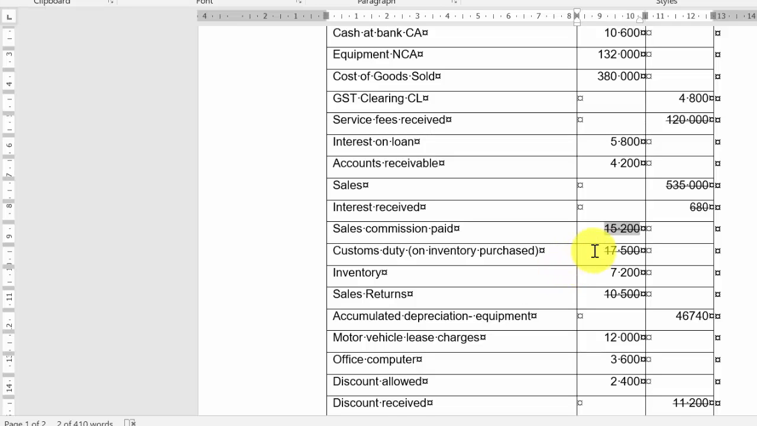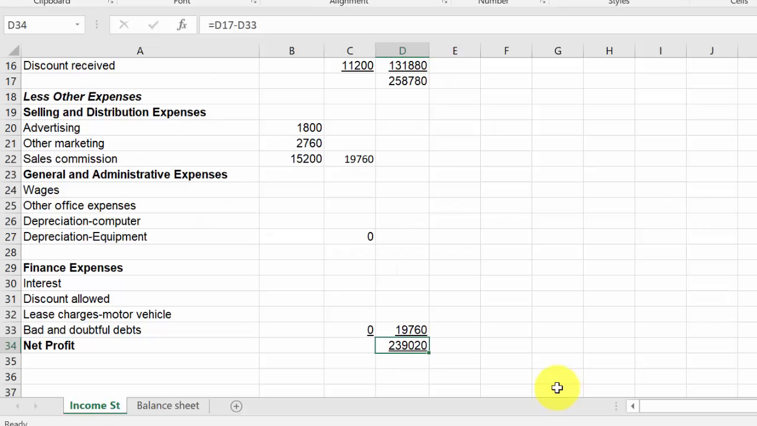The easiest thing to do is to do the selling, distribution and finance expenses. Anything left should be a general and admin expense, and that's a process you would have gone through as you've gone down. So you can see here that I've already identified the wages, other expenses. These are the things that are not selling or finance.